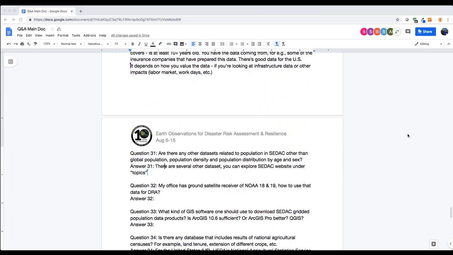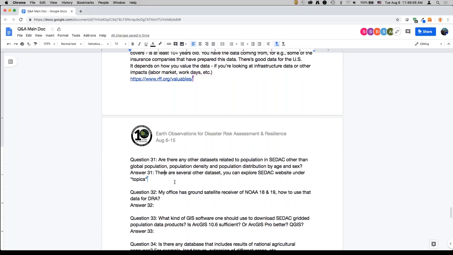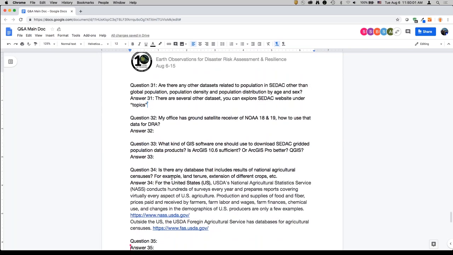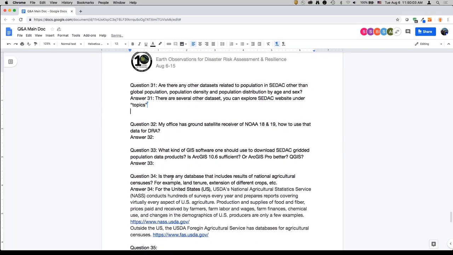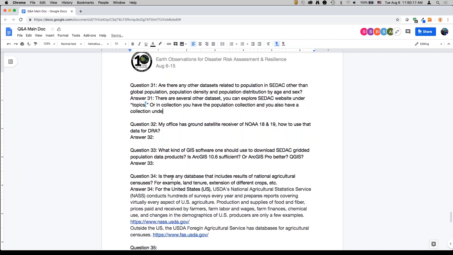So about question 31, yes, we have other data sets that are related to global population. You can explore those on the SEDAC website. In the topic, there are the population topics, or in collection, you have the population collection, and then you also have another collection under population dynamics, and you have several data sets that you can explore.